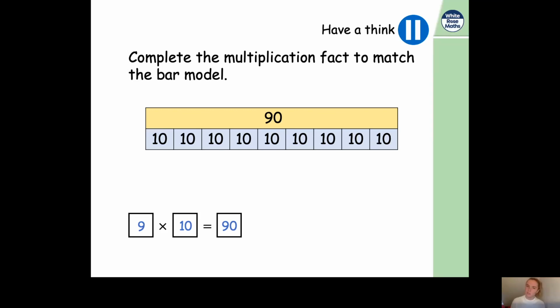Now, what other multiplication number sentence could we write? Yes, that's right. We could switch the numbers around because we know with commutative law it'll give the same answer and write 10 multiplied by 9 equals 90.